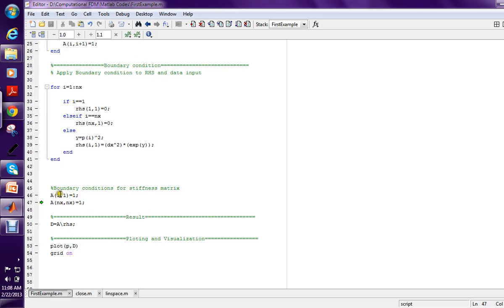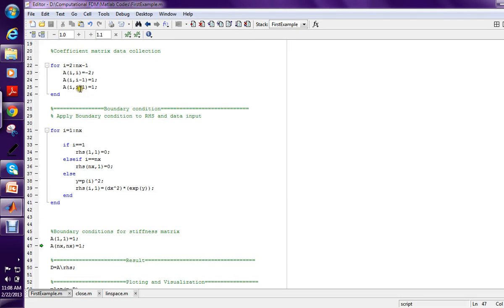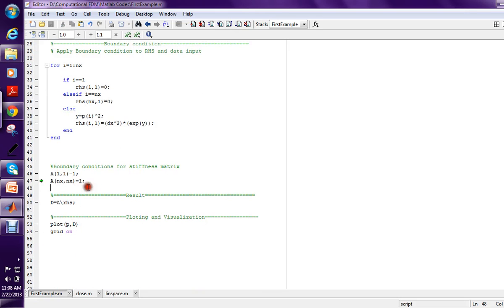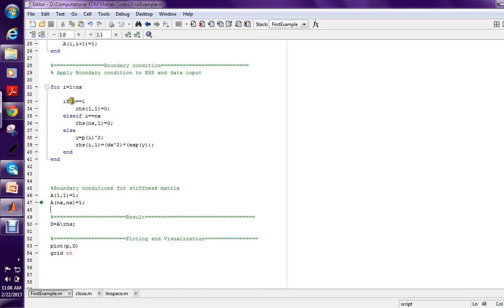So what is that? A equal to 1, 1 equal to 1. So we know 1 and A equal to nx, and this stiffness matrix, because we have calculated from 2 to nx minus 1. Okay, so we have got the RSS and A. So if we know the A and RSS, then in MATLAB we can write A backslash RSS, so we'll get our desired result D.